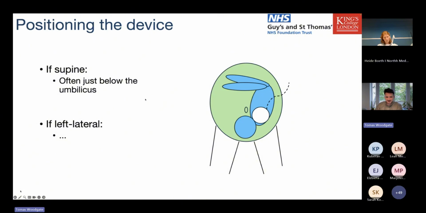And if left lateral, we don't have so much experience with that. So often I'd rely a bit more on the imaging data to support where to put it.